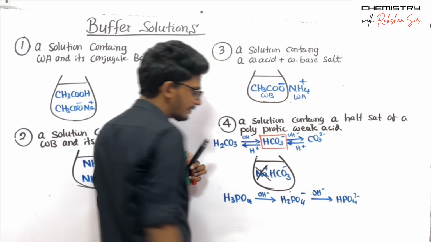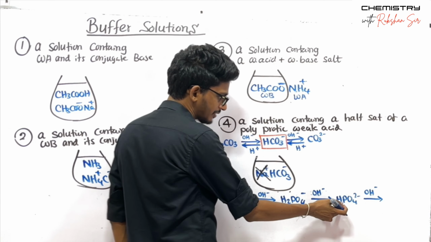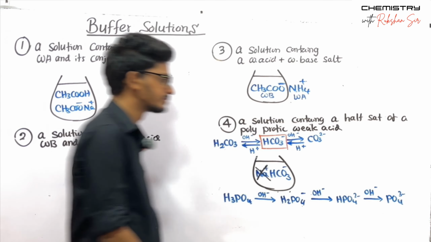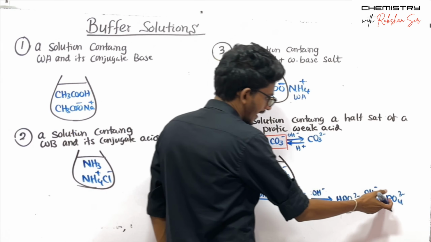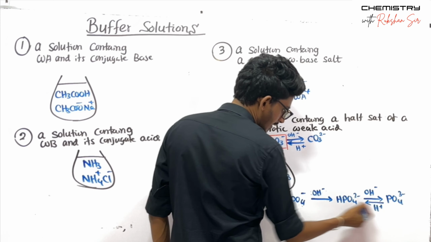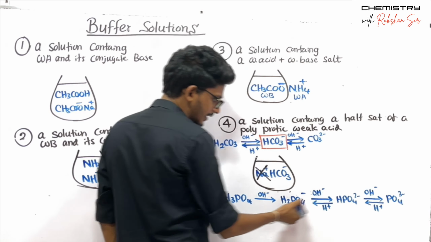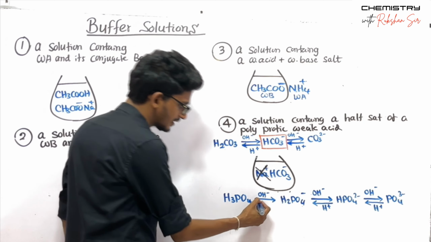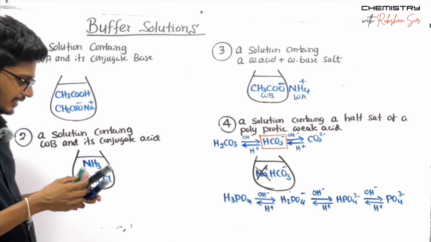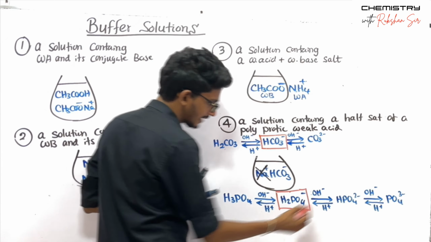If you have to add some further OH minuses, those OH minuses can be neutralized by the remaining H plus here, and it will ultimately convert to PO4 3 minus. If you are thinking of adding H pluses to PO4 3 minus, first it will convert to HPO4 2 minus. Further addition will convert that HPO4 2 minus to H2PO4 minus, and further addition will convert that to H3PO4. So you clearly see these can be referred to as your half salts, this one as well as this one.